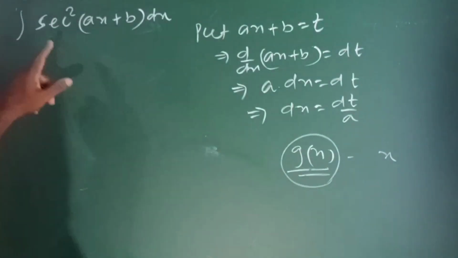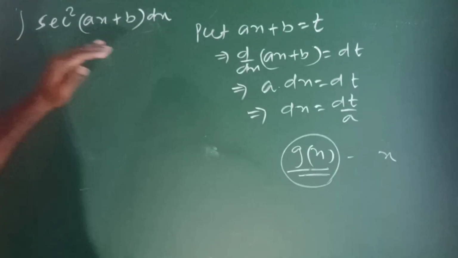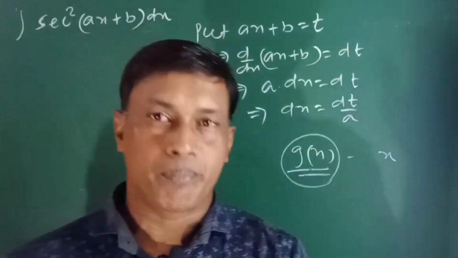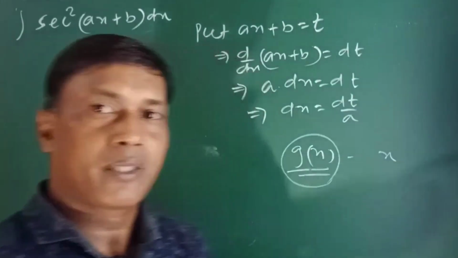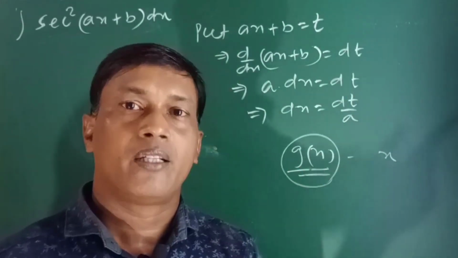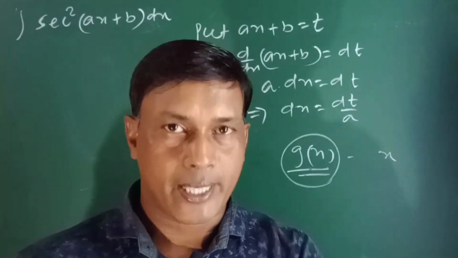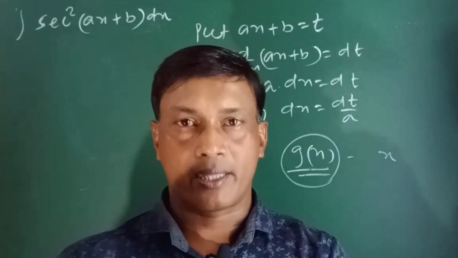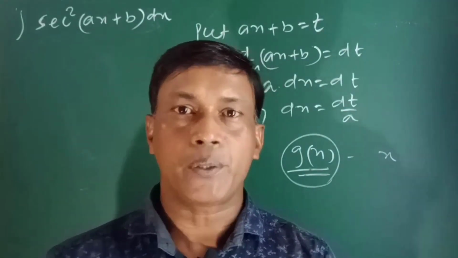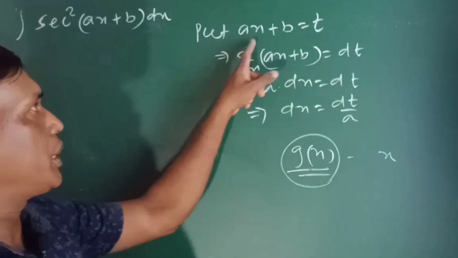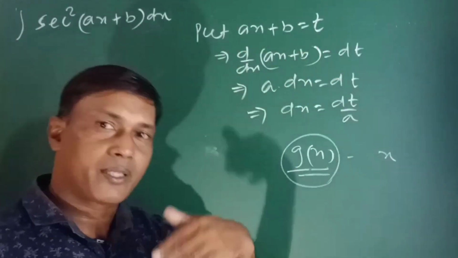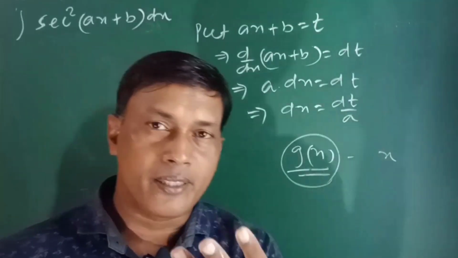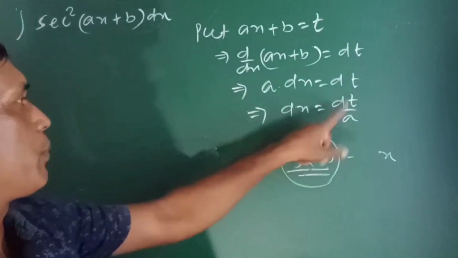We have another formula: the integration of sec square x dx is tan x, but here we have sec square (ax plus b). This is in the form of sec square x, but x is replaced by ax plus b. If x is replaced by ax plus b, then you have to substitute ax plus b, so put ax plus b equal to t. I have already said: substitute, differentiate, find dx. These are the 3 steps, and dx is equal to dt by a.